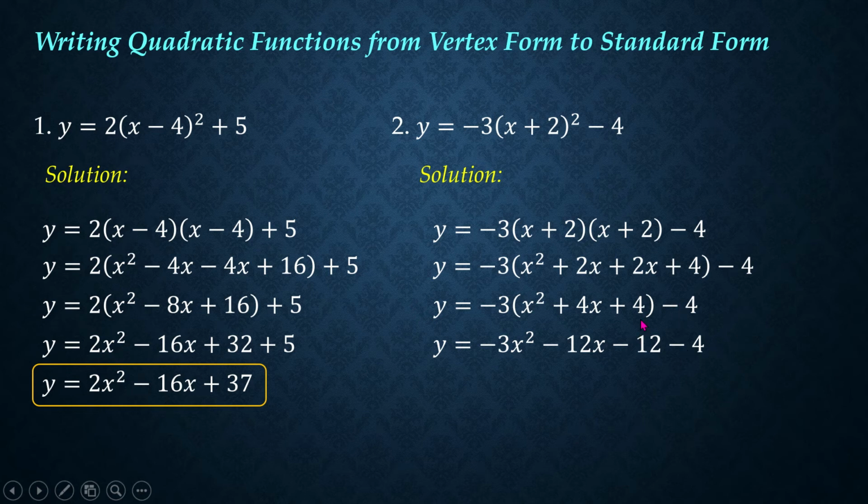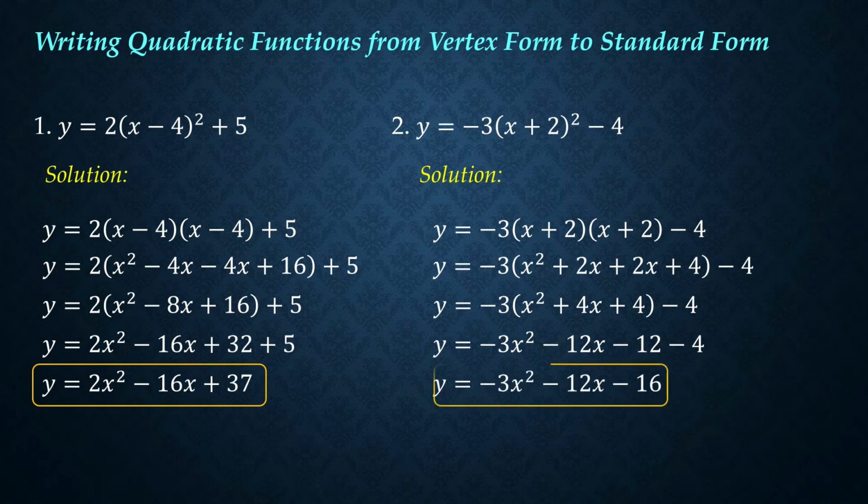From this part of the solution, there are two constants, negative 12 and negative 4. So what shall we do with this? We will add them since they are of the same sign. They are both negative, so take note. Negative 12 and negative 4. We will add the two numbers and copy the same sign. So that would be negative 16. So the final equation would be y equals negative 3x squared minus 12x minus 16. Okay, so they get it. That would be the last part of module number 7 before we proceed to module number 8.